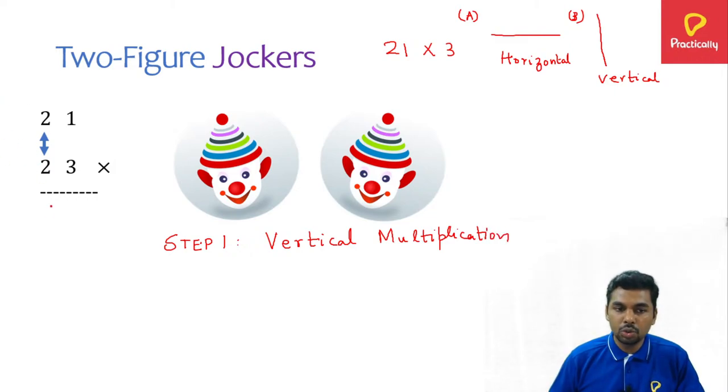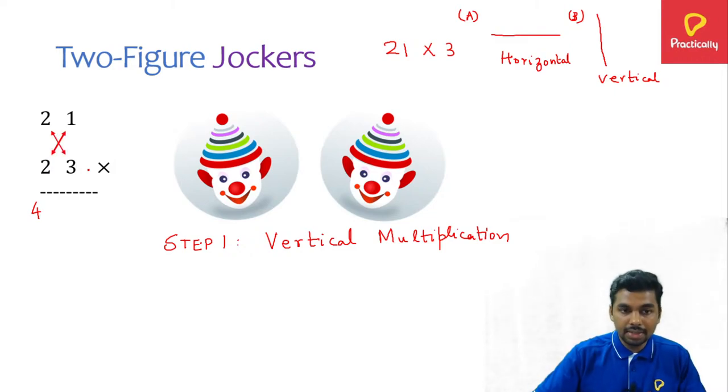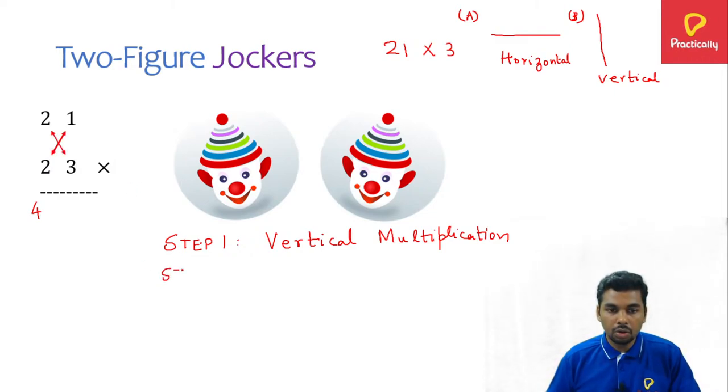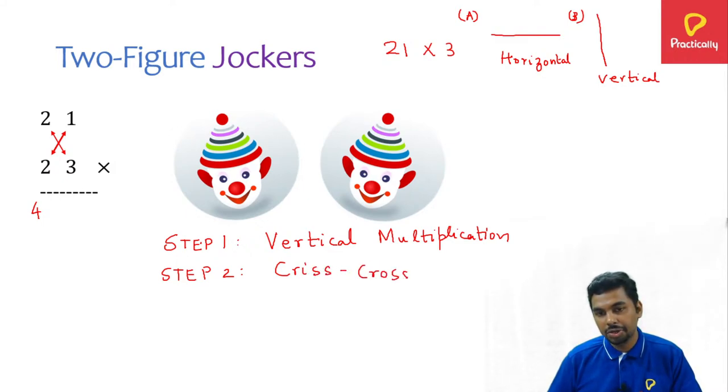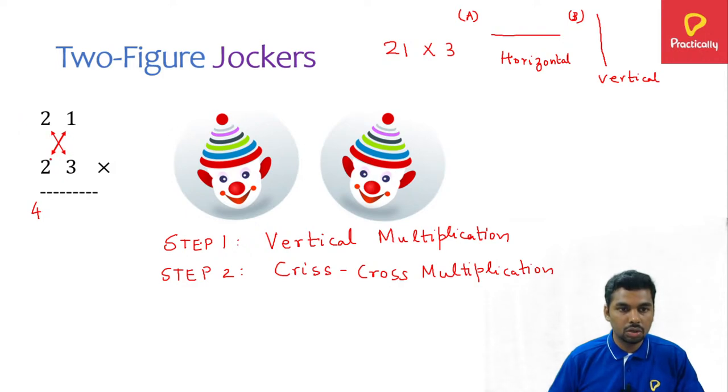So what is 2 multiplied by 2? Everybody knows it is 4. The second step is to do crosswise or crisscross multiplication. Have you heard about this term, crisscross multiplication? If you don't know what is crisscross, I'll show you. Alright, so this is what is crisscross. Now you multiply 2 multiplied by 3 and 2 multiplied by 1. So 2 multiplied by 3, the answer is 6. And 2 multiplied by 1, answer is 2. So I have to add both the answers, which is 6 plus 2.